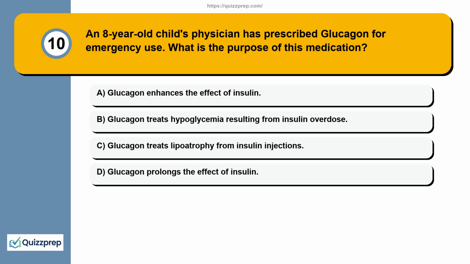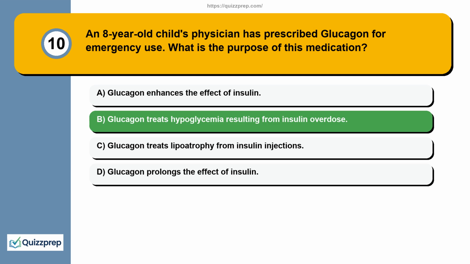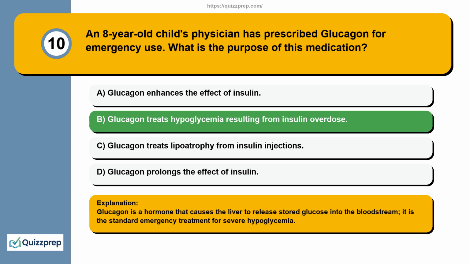Question 10. An 8-year-old child's physician has prescribed glucagon for emergency use. What is the purpose of this medication? Glucagon enhances the effect of insulin. Glucagon treats hypoglycemia resulting from insulin overdose. Glucagon treats lipoatrophy from insulin injections. Glucagon prolongs the effect of insulin. Glucagon is a hormone that causes the liver to release stored glucose into the bloodstream. It is the standard emergency treatment for severe hypoglycemia.